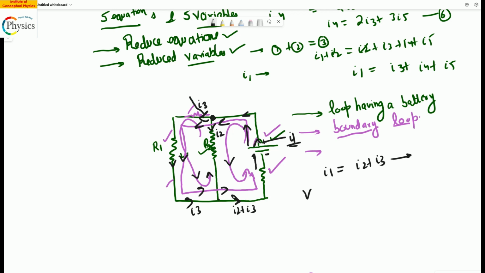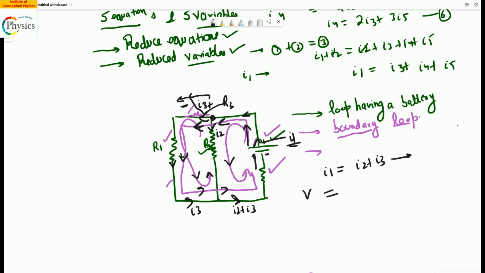See the current direction here and the loop direction is common. Say this resistance is R3. So this is a drop, right? From positive to negative. The current always moves from positive to negative. So therefore it's a drop and the loop direction also is in the same direction.